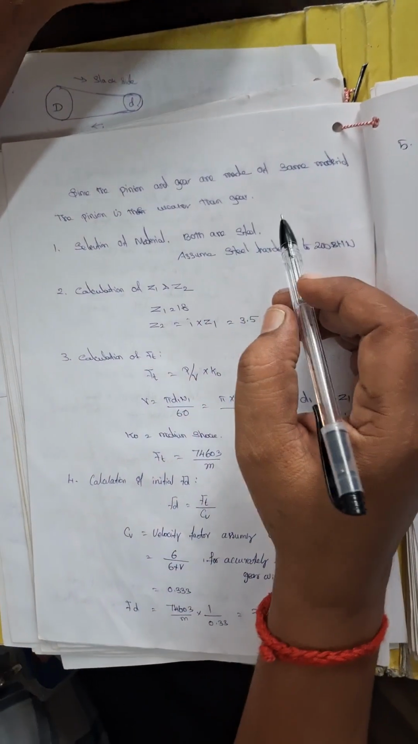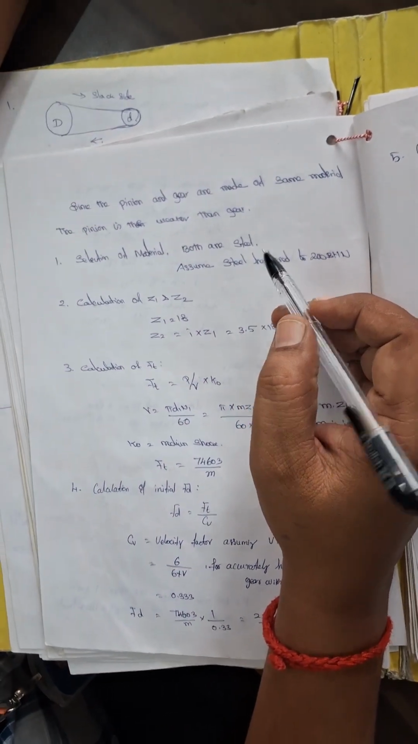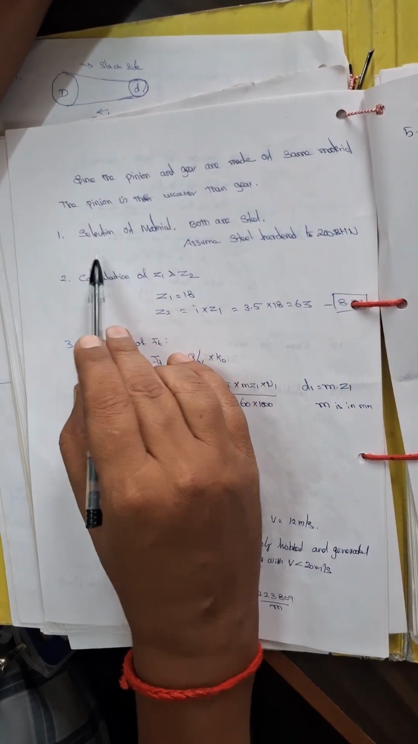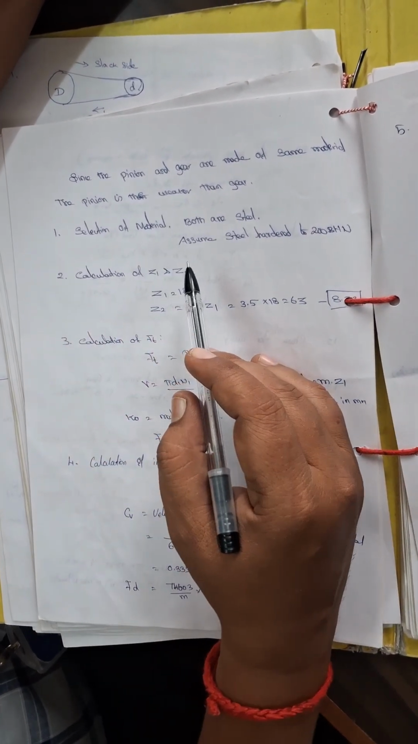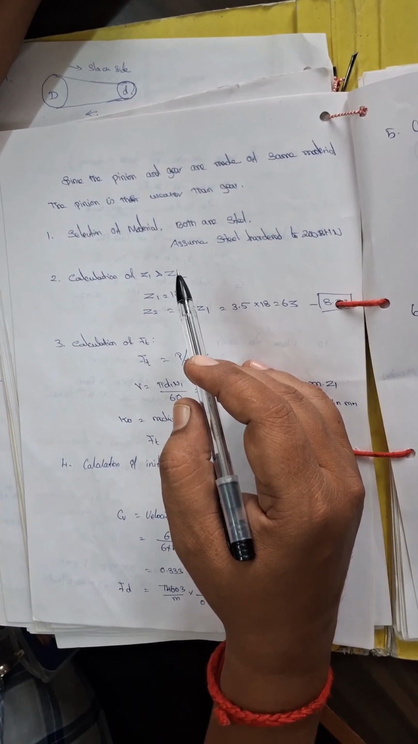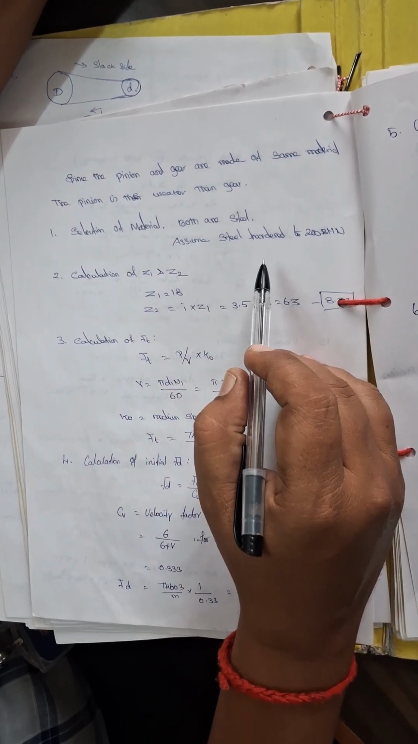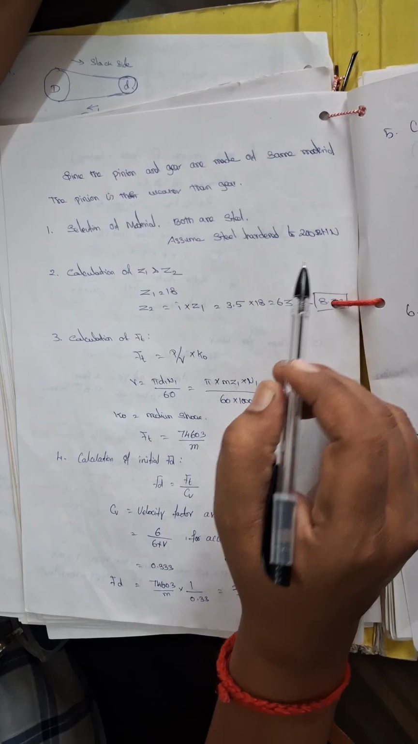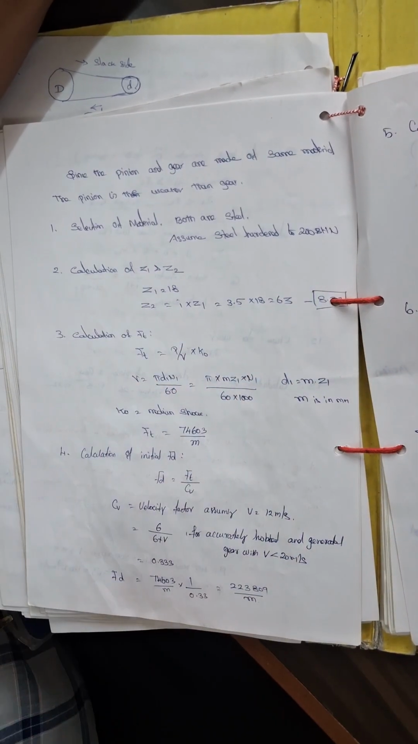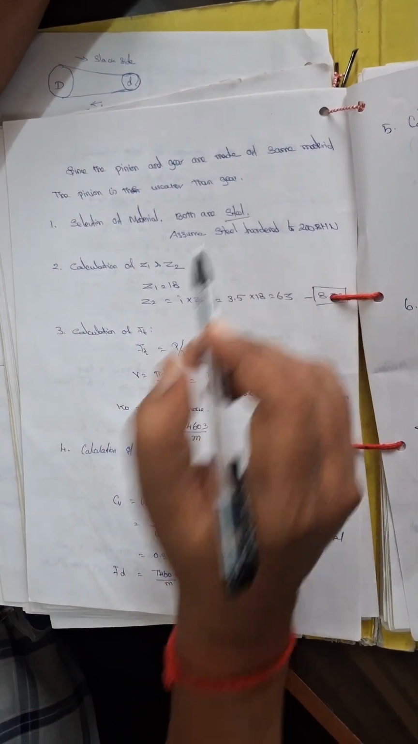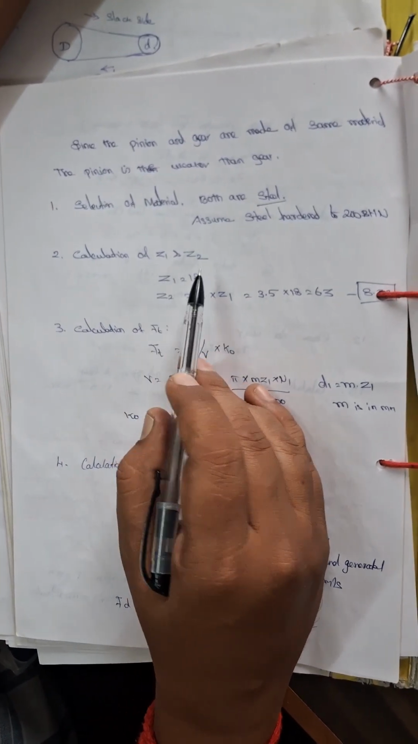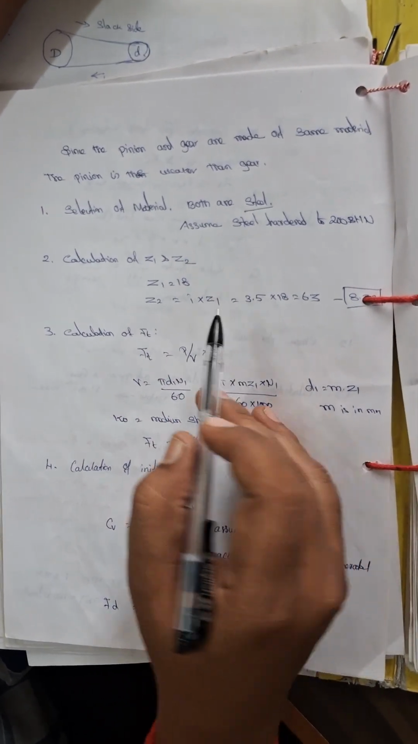Since the pinion and gear are made of the same steel, the pinion is the weaker, so we have to design the pinion. First, selection of material. Both the steels are assumed as steel hardened to 200 BHN. Materials are safe, steel, we have considered as steel. Then calculation of Z1 and Z2, number of teeth.